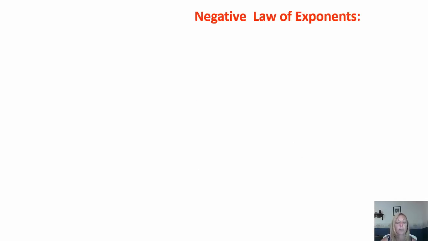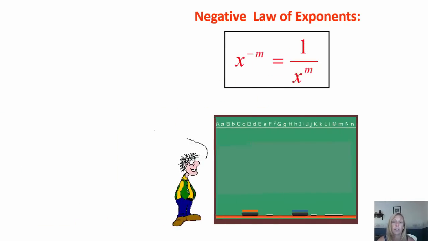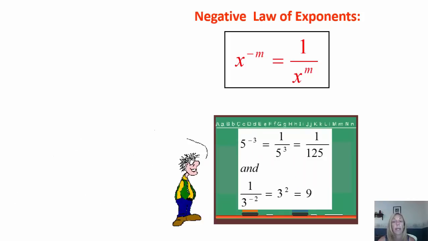Here's our negative law of exponents. Just so you know, any number raised to the negative exponent, in order to make it a positive exponent, I have to go ahead and put it under 1. If I'm going to fill that in with numbers, say 5 to the negative third, as soon as I put it under 1, it becomes a positive exponent. And 1 over 5 to the third is the same as 1 over 125.